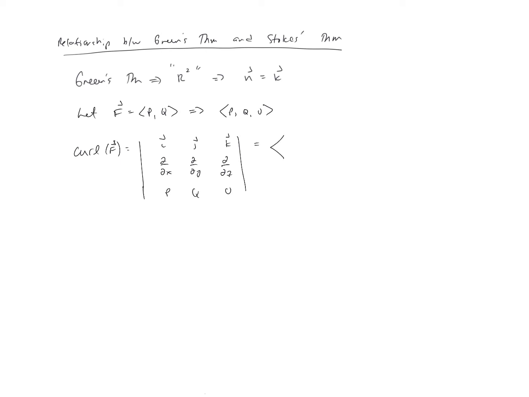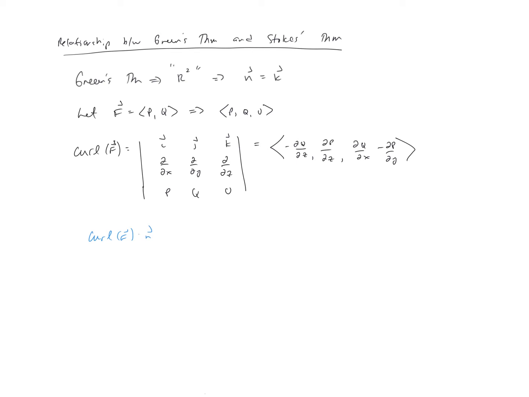So if we run this calculation now, we're going to get negative partial Q over partial z. We're going to get partial P partial z, and then we're going to get partial Q partial x minus partial P partial y. So that's that simple cross product there. Now, as we discussed, we're looking for the curl of F dot n.